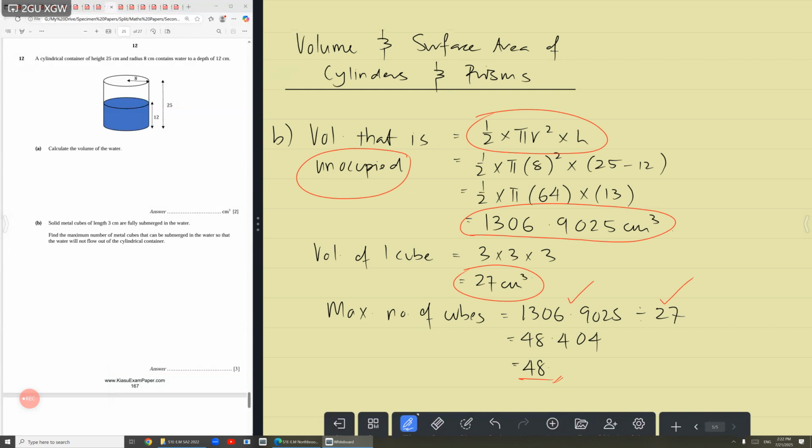We cannot round up to 49 because technically, if you were to put in 48.404 of the cubes, you will fill up to the brim, okay? But we are not considering that situation. We're just finding the number of solid cubes. So we have to round down to 48, such that it will not allow water to flow out of this cylinder. Okay? Anything more than 48, water will flow out. Anything less than 48, like 47, there is still room for one more metal cube. That's why we need to round down to 48 only.